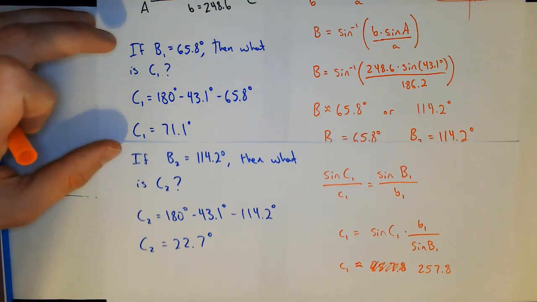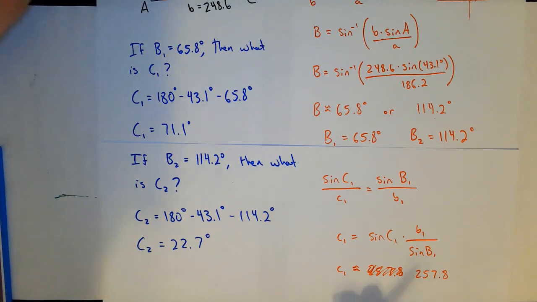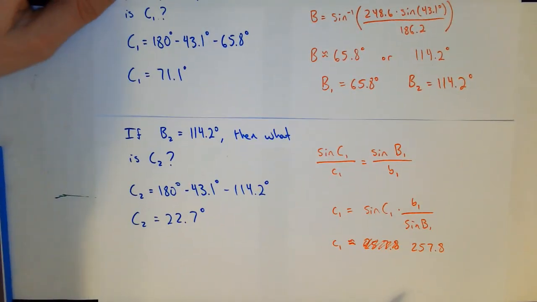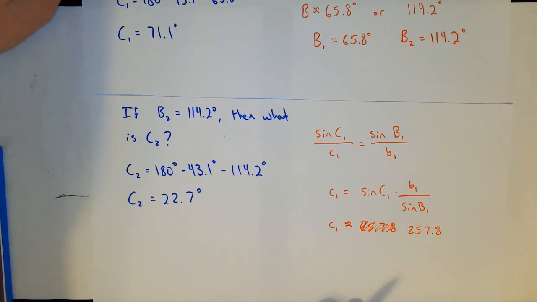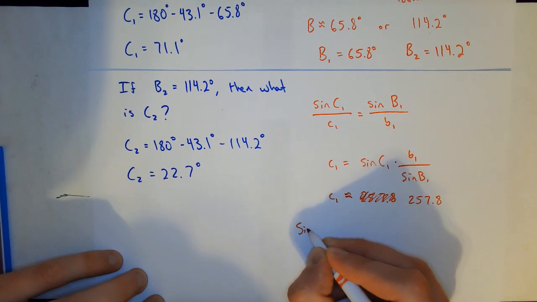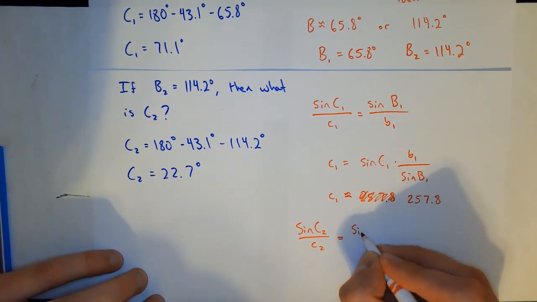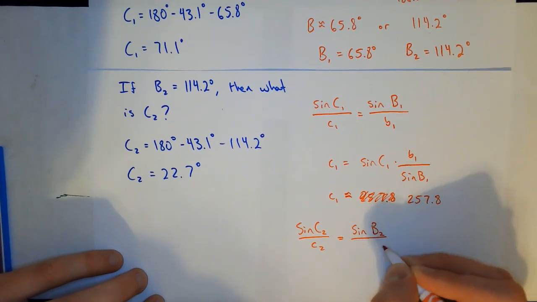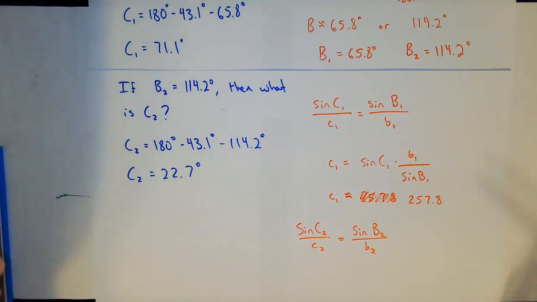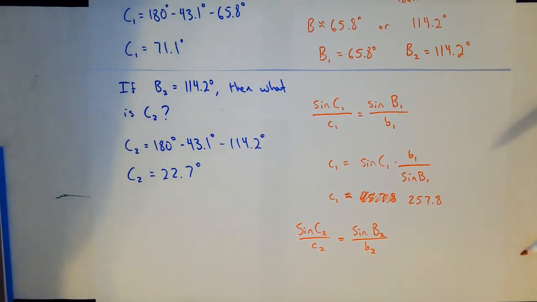And now let's find C2. I'm running out of room. I want to keep this on the same page. I can kind of do it like that. So yeah, that's fine. So I have B2 there. Now sine of C2 over little c2 is equal to sine of B2 over little b2, which again will be the same as b1. I really don't need to enumerate the things that are staying the same, but well, it's fine.